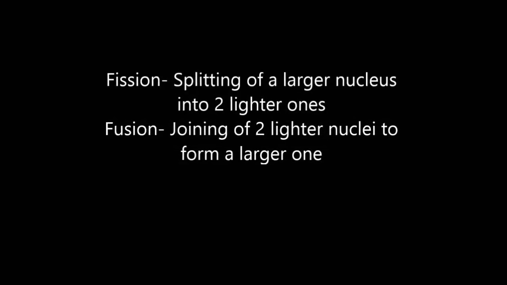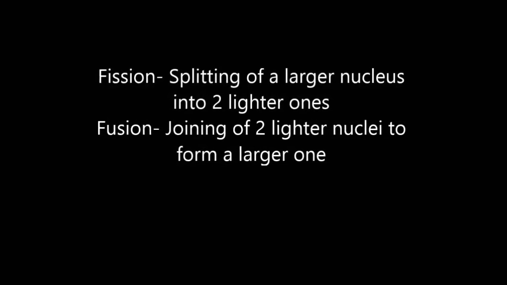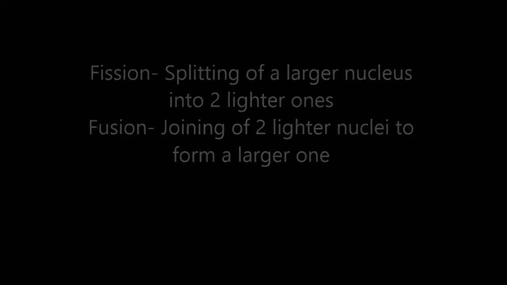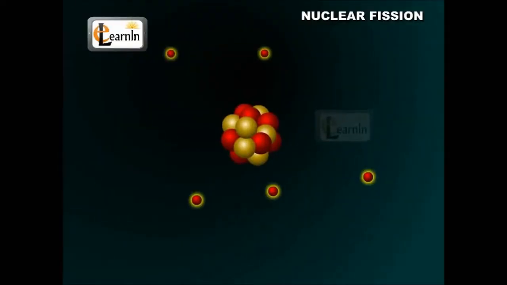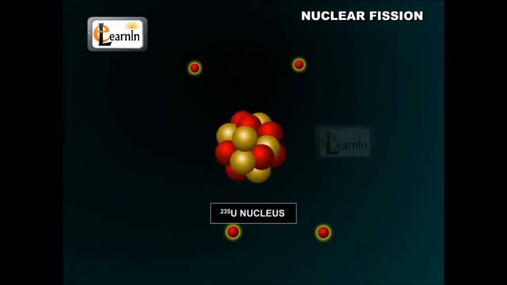Fission, which is the splitting of a larger nucleus into 2 lighter ones, and fusion, which is the joining of 2 lighter nuclei to form a larger one. Let's start off with fission. Fission is the way in which at present we obtain energy from the nucleus.